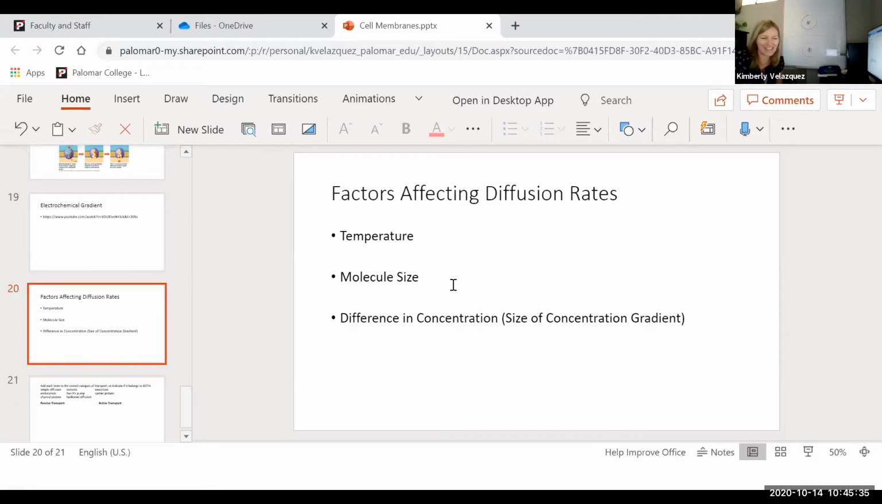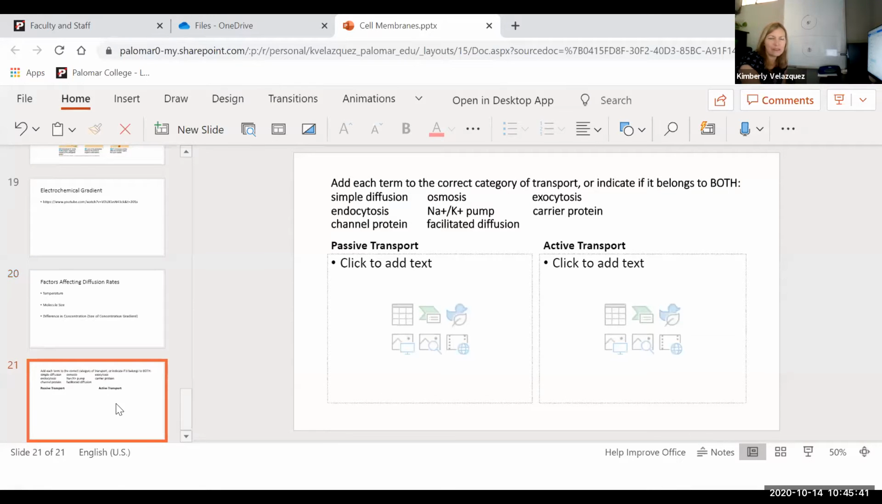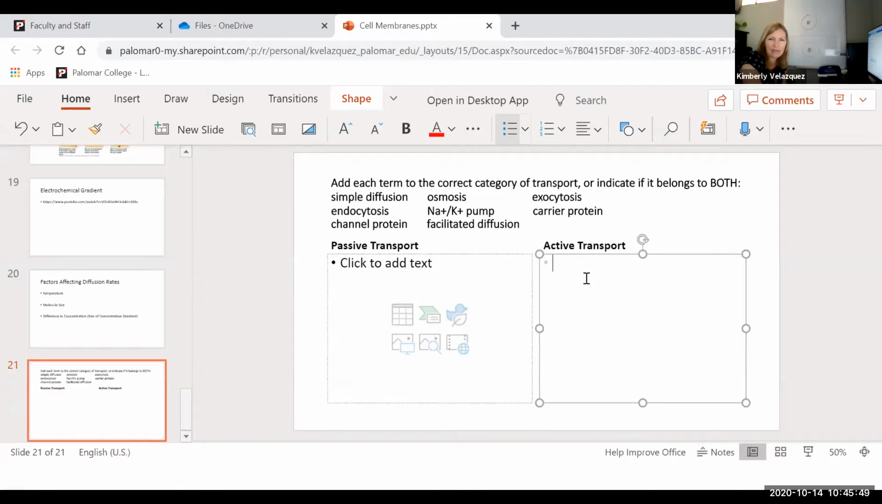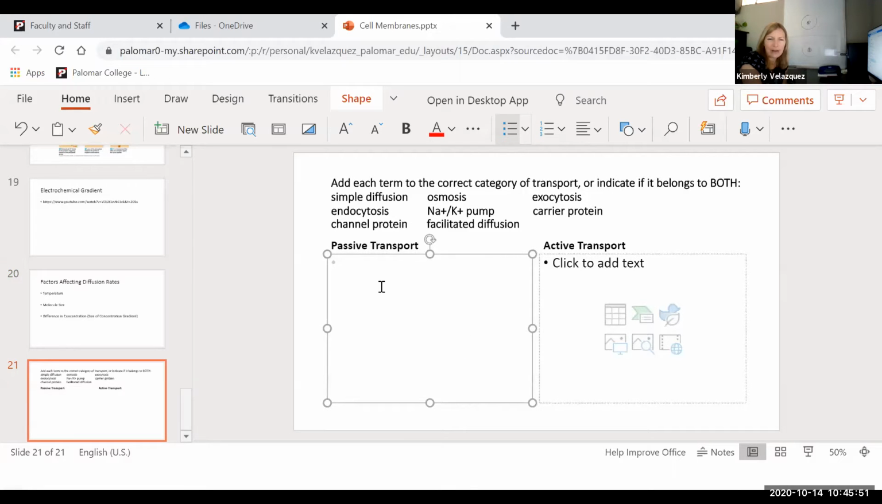Okay, the very last thing is I have one more question for you. This is a practice question. Let me move this over. Okay, so over here on the left, I have passive transport, and here on the right, I have active transport. Okay, and I'm going to have you vote on each of these terms. So I have 8 terms up here, and we're going to put all 8 of those terms in one or the other, or there could be a term that applies to both passive and active. So it's either going to be passive, active, or both.